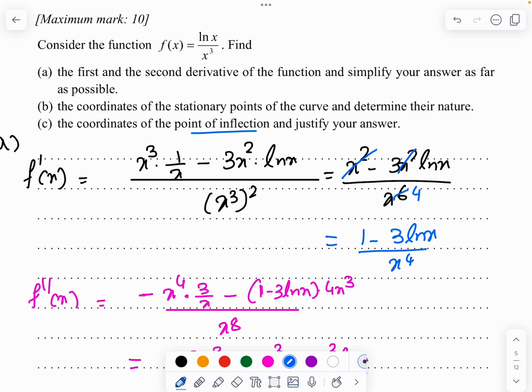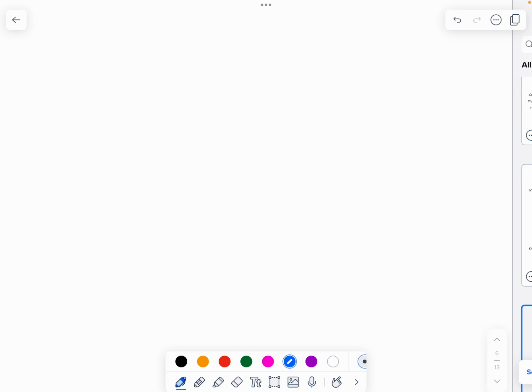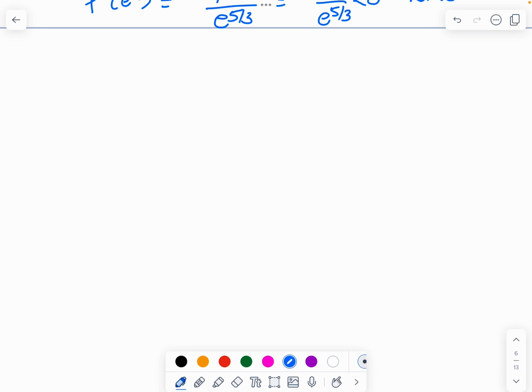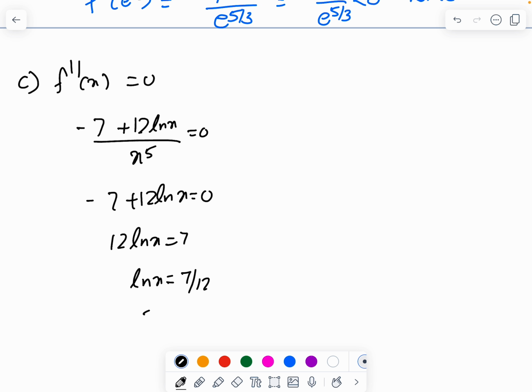Then find the coordinates of the point of inflection, justify your answer. To find the points of inflection, what should I be doing? The second derivative should be equal to 0. I find the second derivative and equate to 0. So what was the second derivative, if you remember? Minus 7 plus 12 ln x upon x power 5 should be equal to 0. Minus 7 plus 12 ln x equals 0, so 12 ln x equals 7, ln x equals 7 upon 12. So x equals e power 7 upon 12.